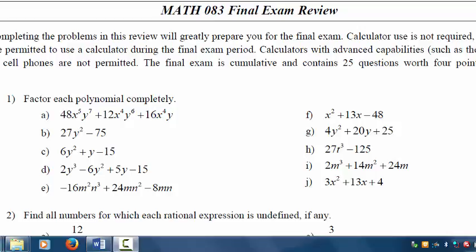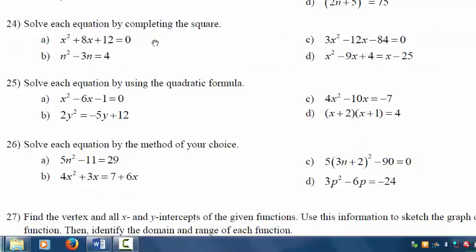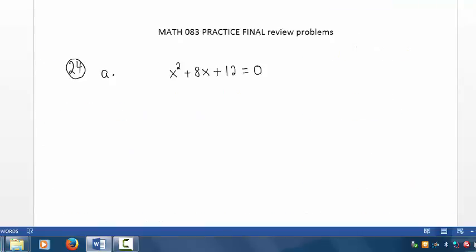Math 083 Final Exam Review, Problem 24, Part A. We will solve this equation by the method of completing the square. Although some people might have a different opening move than the one I am about to show you, my first step is always to push the constant term out of the way, basically to isolate the constant term.